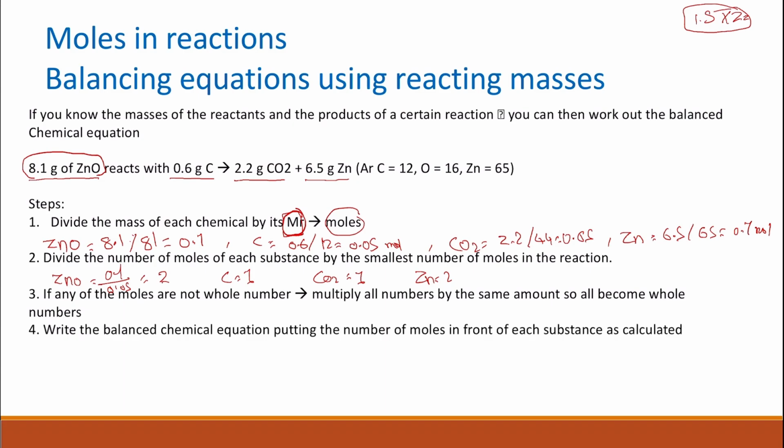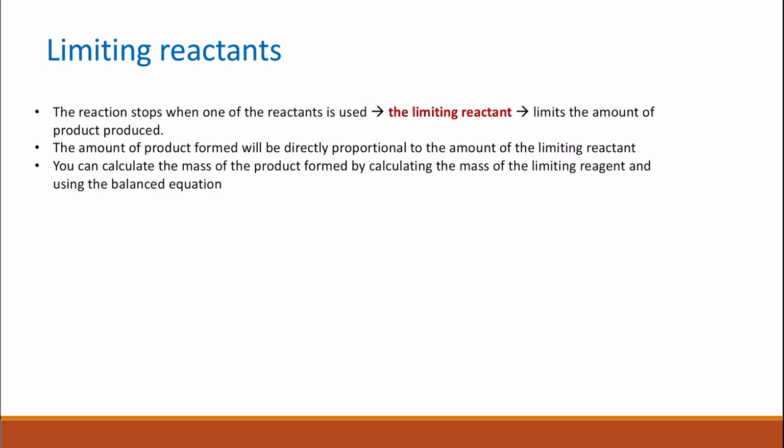The final step is to start writing your balanced chemical equation, putting the number of moles in front of each substance to get the balanced equation. So now we have 2 zinc oxide plus carbon will give you carbon dioxide plus 2 zinc. This is now the balanced equation, and we managed to do this calculation using the masses of both reactants and products.